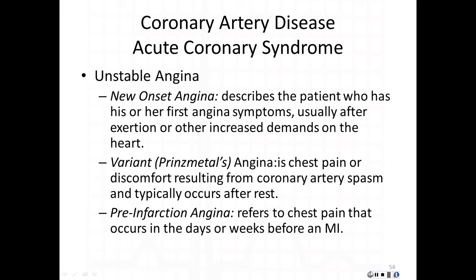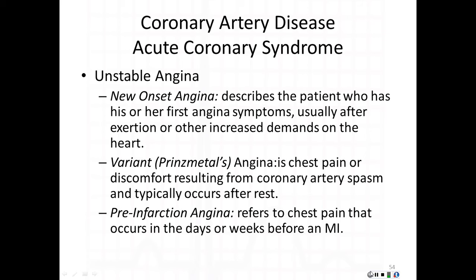pre-infarction angina. The new onset basically describes the patient who's had his or her first symptoms. It's usually after exertion or with increased demands on the heart. These patients may have never had chest pain before and may have this and come into your emergency department, your clinic, or whatever, complaining of these chest pains. It's very difficult at that point in time to determine whether this patient is having an MI or it's just this angina. You're going to follow through with these patients just like you would, as we'll talk about a little bit later, in treating the patient with an MI.